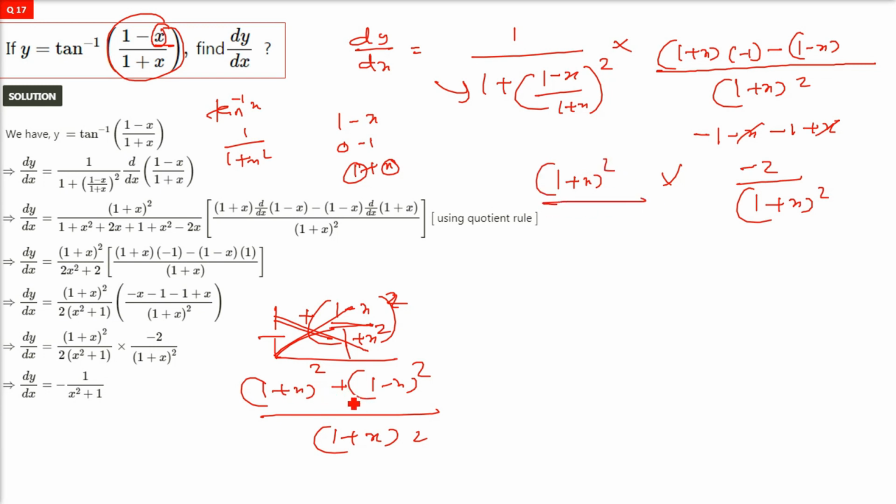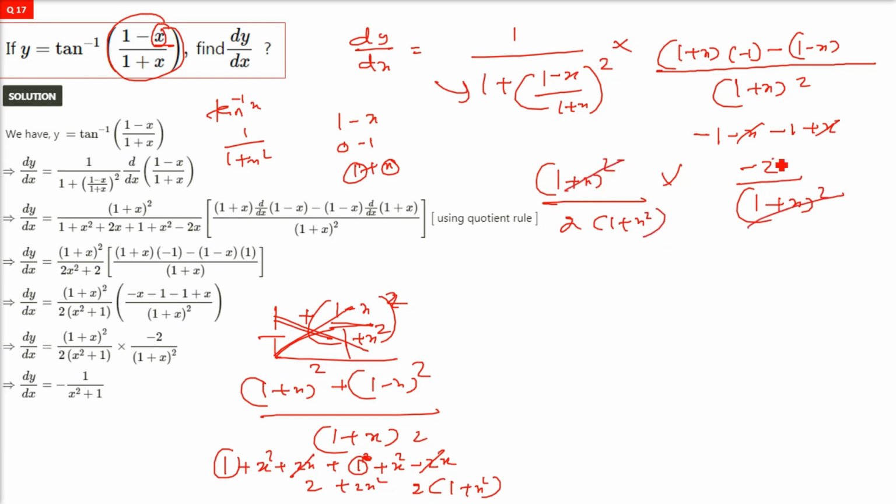And what will be this one? (1 plus x) whole square plus (1 minus x) whole square. So a square plus b square plus 2ab plus a square plus b square minus 2ab. Alright, so 2x gets cancelled. 1 plus 1 is 2, and x square plus x square is 2x square. So 2 plus 2x square. You can take 2 common. It will be 2 into (1 plus x square). As I said, (1 plus x) whole square and 1 plus x square can be cancelled, 2 gets cancelled. You get minus 1 by (1 plus x) whole square. That is your final result.